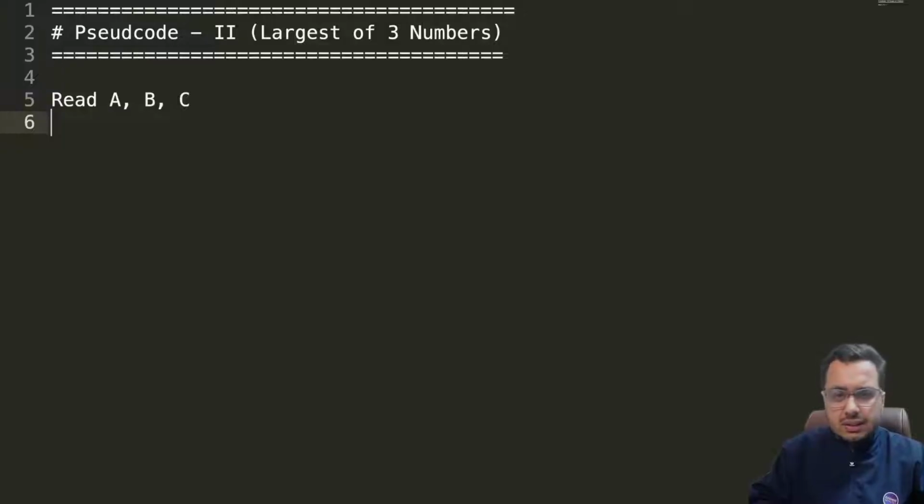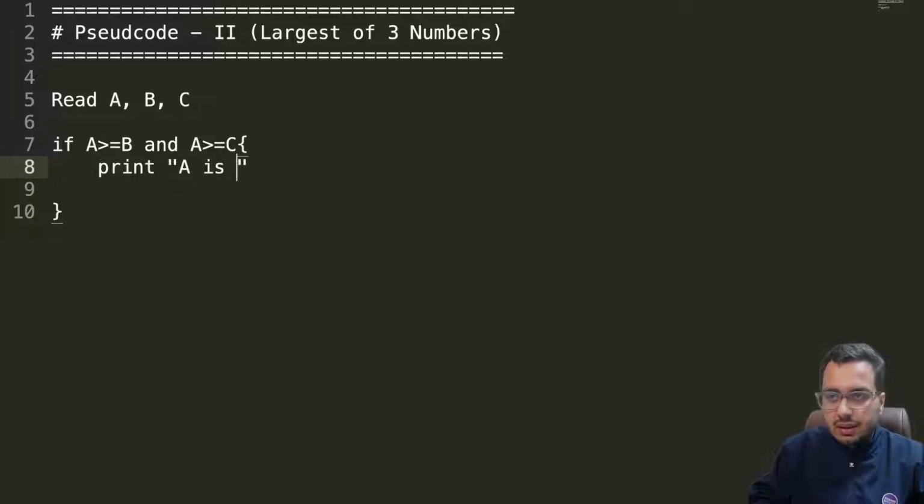And now what we discussed, we need to make comparisons to find out the largest, okay? So we can check if A is greater than or equal to B and A is greater than or equal to C. So in this case, we know that A is the largest. So we say print A is largest and exit. Okay, this is what we have discussed in the flowchart.